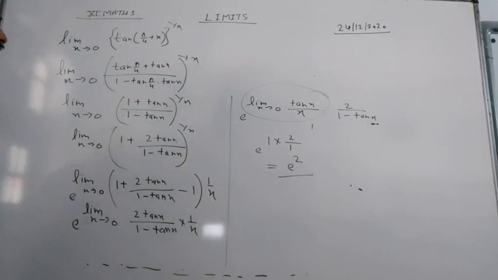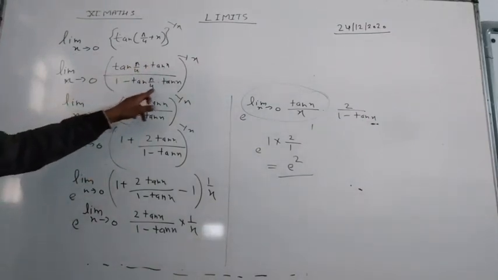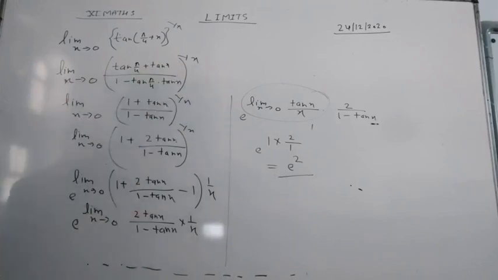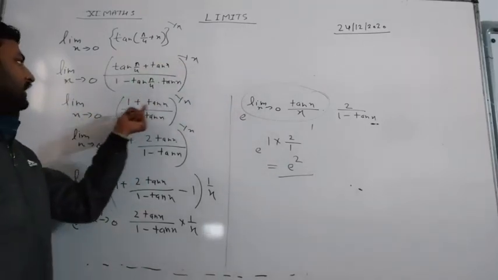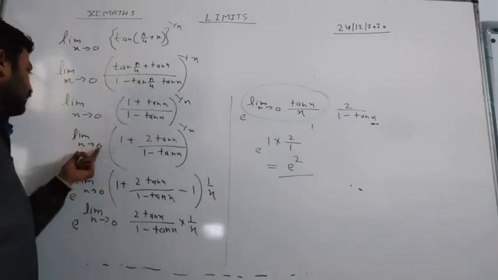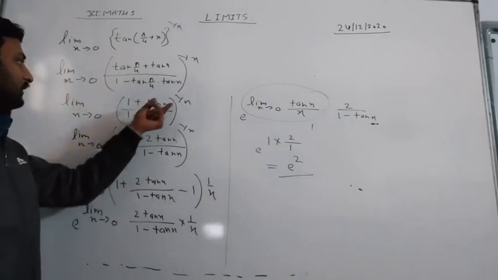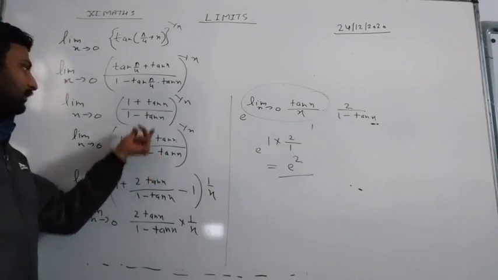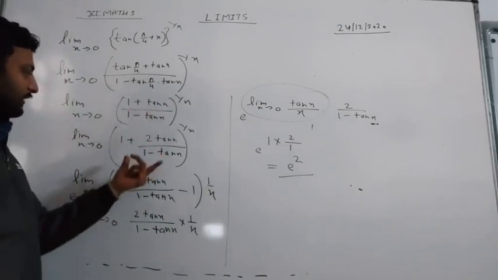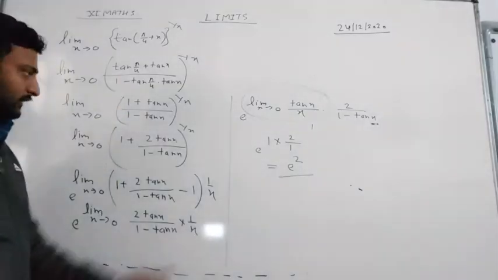We have opened this, tan(a plus b) equals tan a plus tan b upon 1 minus tan a tan b, and the power is 1 by x. Limit x tends to 0, 1 plus tan x by 1 minus tan x. Limit x tends to 0, 1 plus this part, we can write in this form. When we take the LCM and solve it, we get this, and this is f(x), and this is g(x).